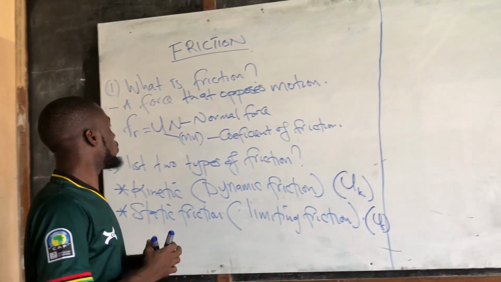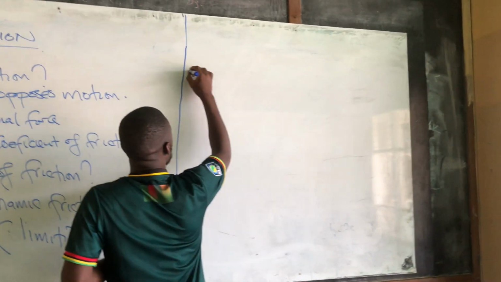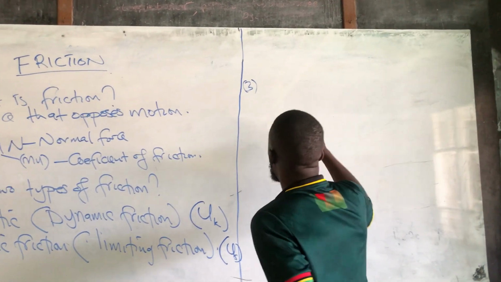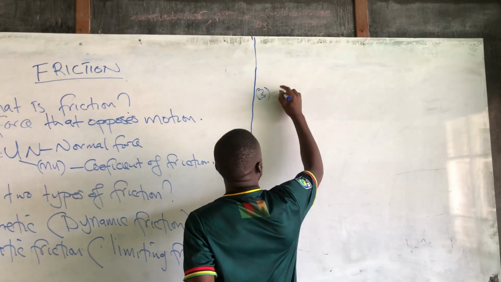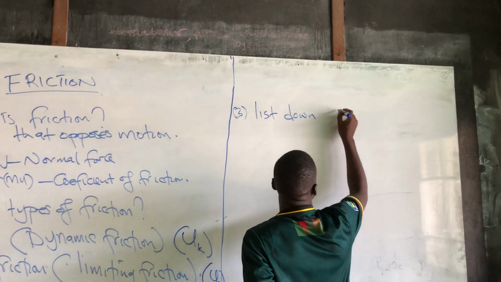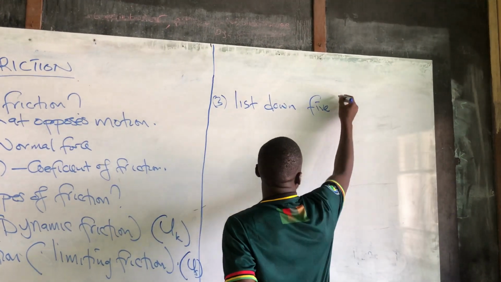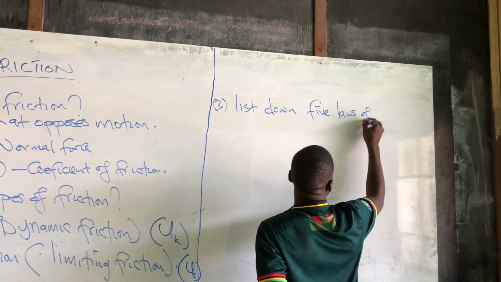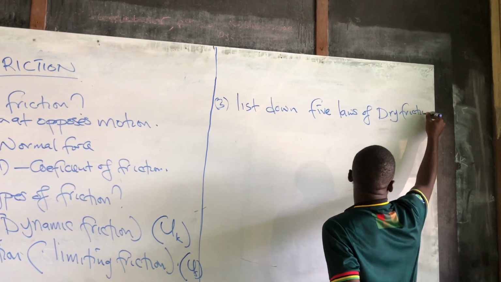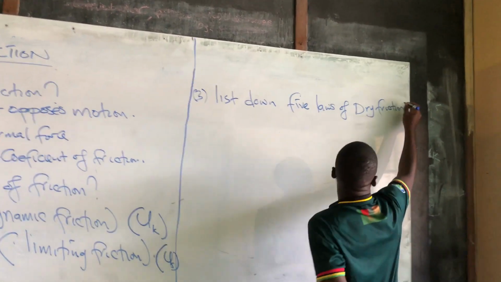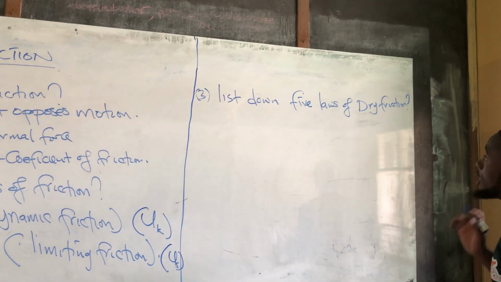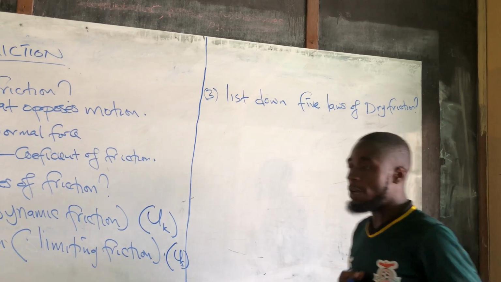Let's go to question number 3. List down 5 laws of dry friction. This one is usually asked in the exam.